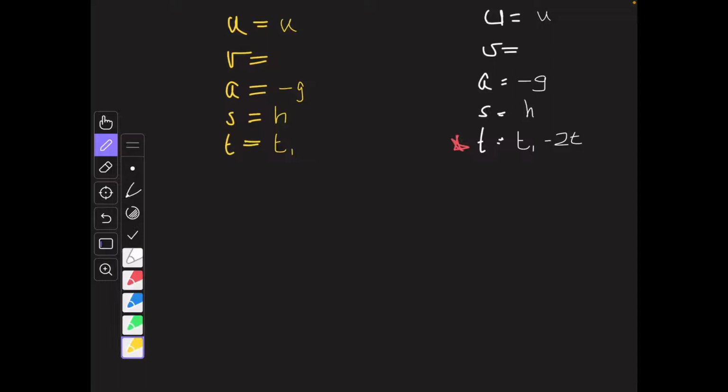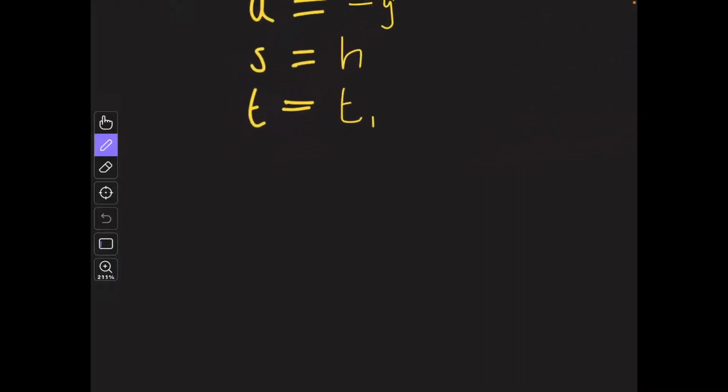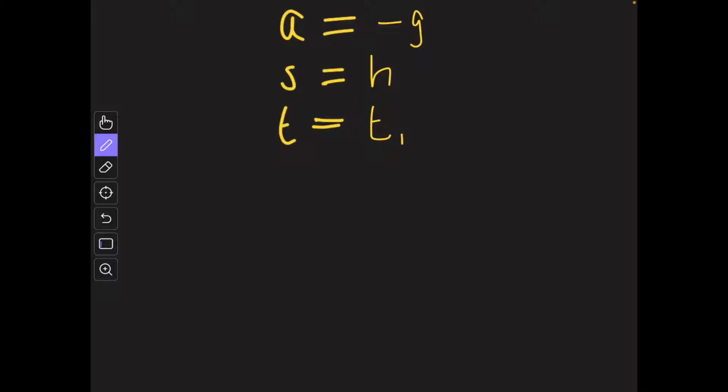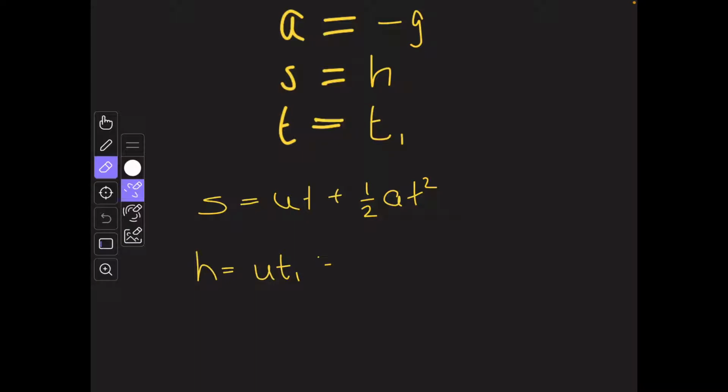Now, let's take a look. We're going to write two equations with the stuff we have. So I'm going to say s equals ut plus a half at squared. I apologize for my terrible stylus. There's not much I can do about it though, so hopefully you can bear with it. So ut1 plus, I'll get rid of that because it's minus g, minus a half gt1 squared.